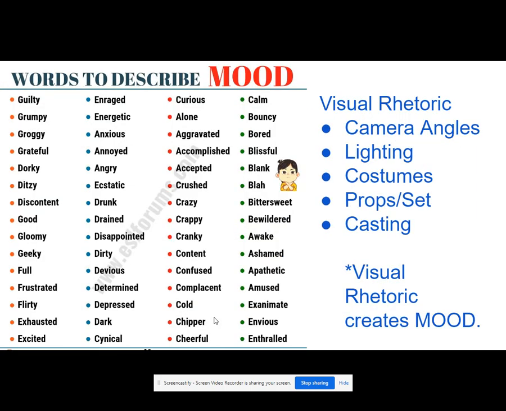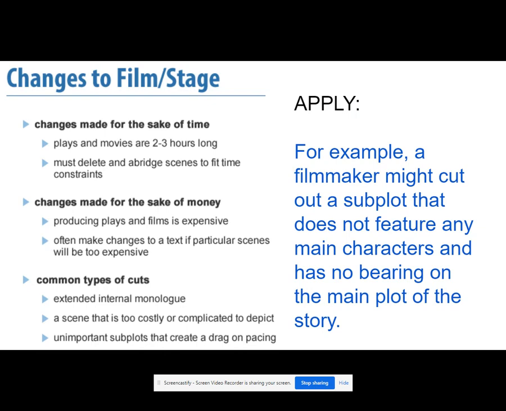In addition to the visual rhetoric, I want you to think about how these create mood. So I put some mood words there just to remind you what we're thinking about. The last set of notes we're going to be looking at is changes to film and stage.